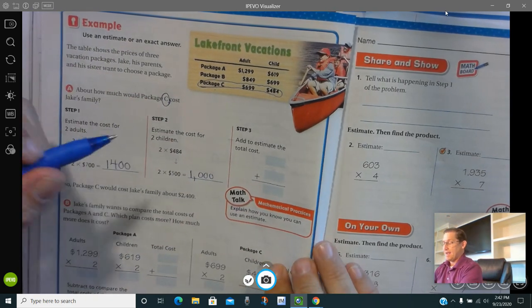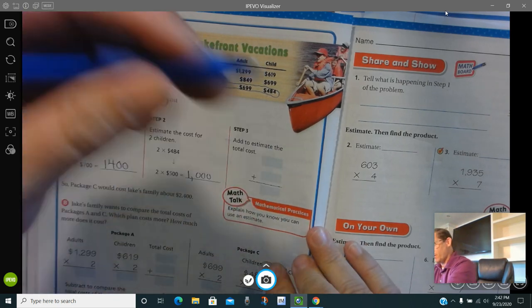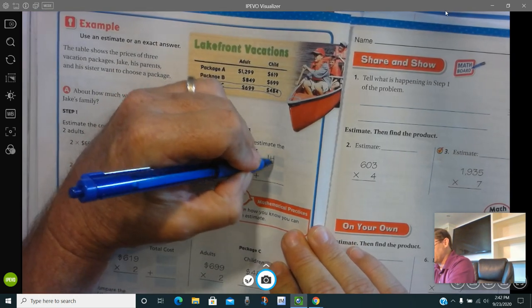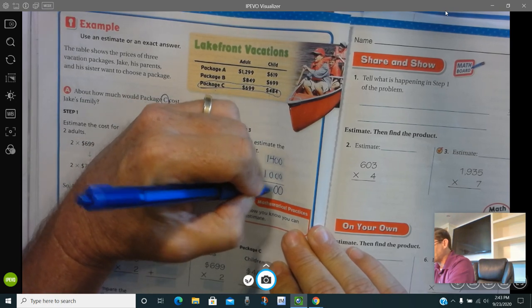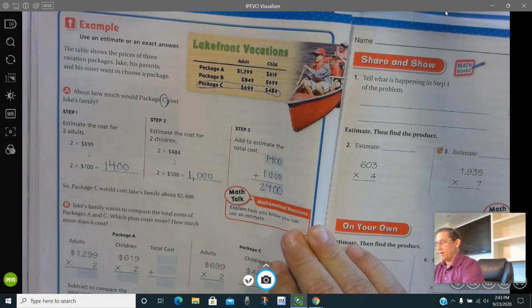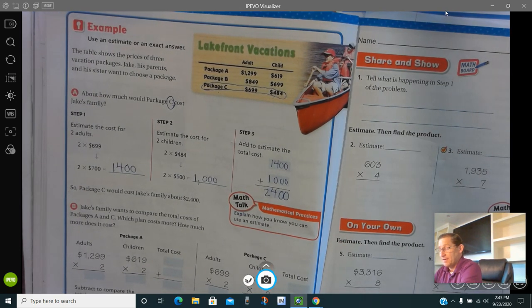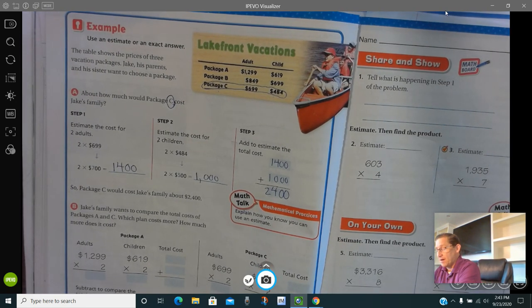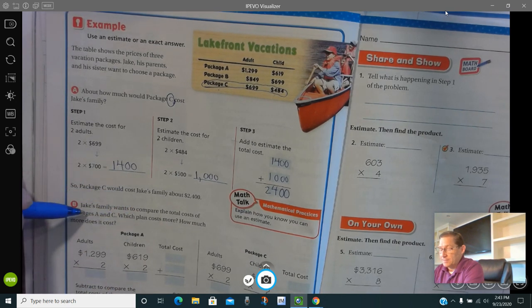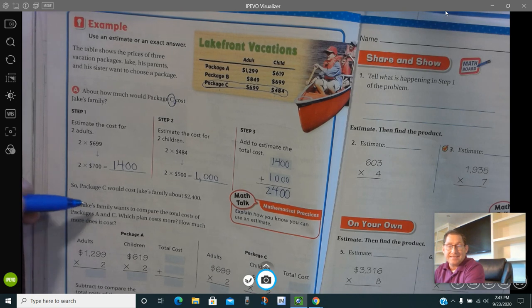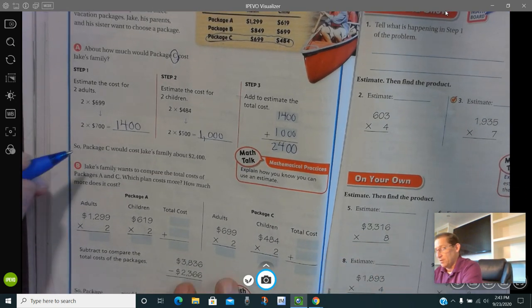Okay. Now we're going to add those two, the adults and the children, to figure out roughly what the cost of our trip will be, or package. All right, so we have $2,400 is our estimate. So that's about how much it's going to cost. Now Jake's family wants to compare the total costs of packages A and C. Which plan costs more, and how much more does it cost?